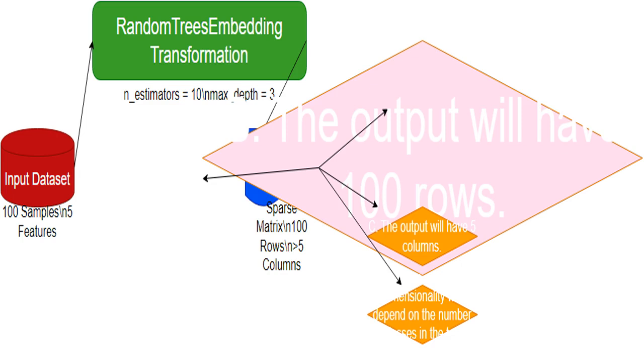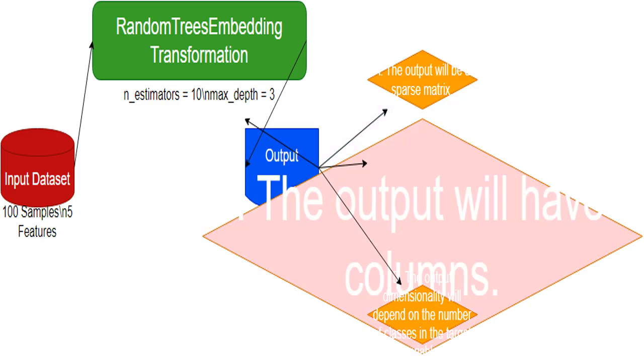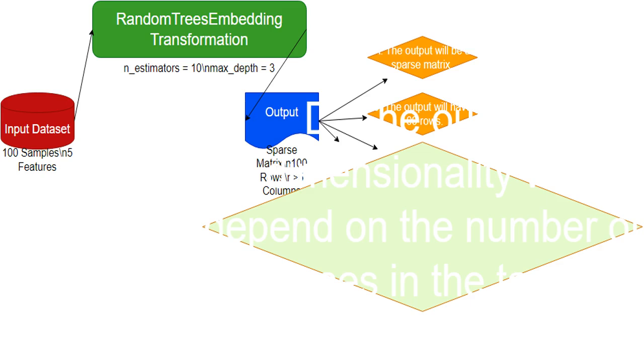This is true. The algorithm keeps the original number of samples, so I'll end up with 100 rows in the output matrix. This is incorrect. The number of columns isn't related to the original number of features. It is determined by the structure of the trees, a much higher number than 5. This is also false. RandomTreesEmbedding is unsupervised, meaning it doesn't use class labels in the transformation process.